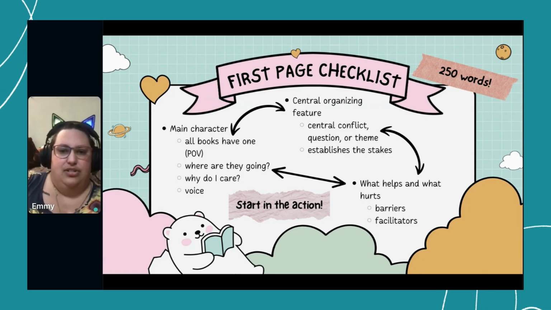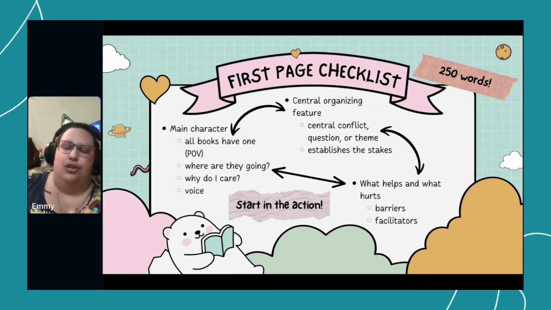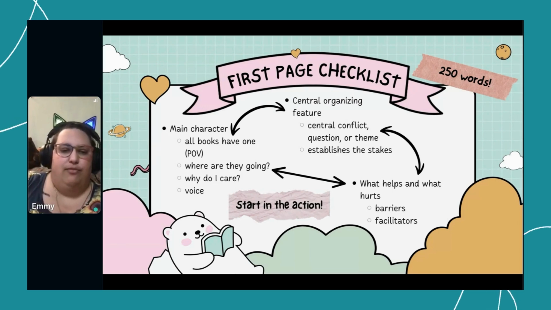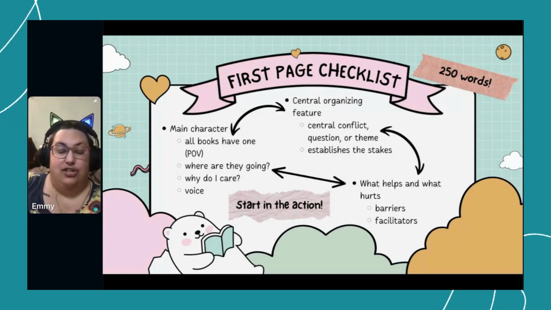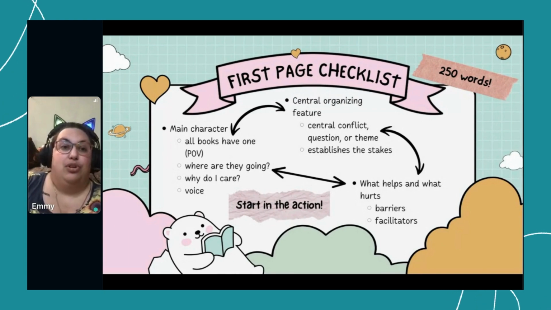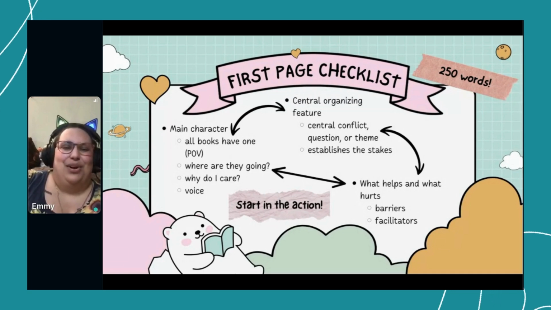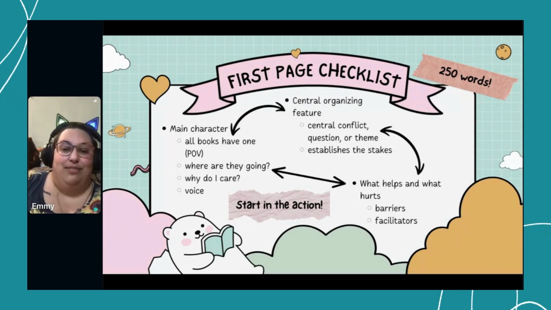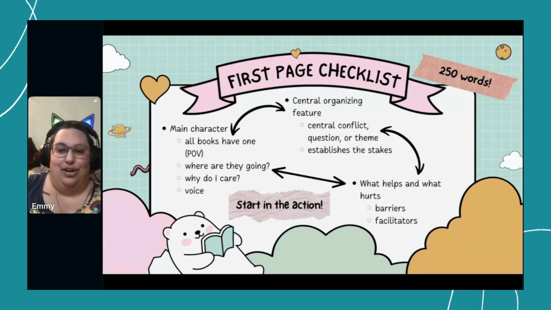Central organizing feature, like I said, that's your central conflict, question, or theme of the book. It can also be a message. It can be a range of things, but whatever the thing is that motivated you to write this book, whatever you hope that people will take away from this book, what is the core of this book? And that core will often establish the stakes. Nodding at the stakes is essential, because that's what's going to get people to care that we get to the end of this book. So again, when we're talking about the main character, why do I care about them? But also, when we get to the central organizing feature, why do I care about that? What is at stake if I do or if I don't?